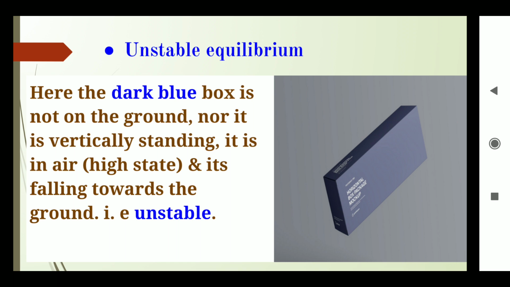See, unstable equilibrium. Here the dark blue box is not on the ground, nor is it vertically standing. It is in the air, meaning it is in the higher state. Obviously it falls towards the ground. It is said to be the unstable equilibrium.